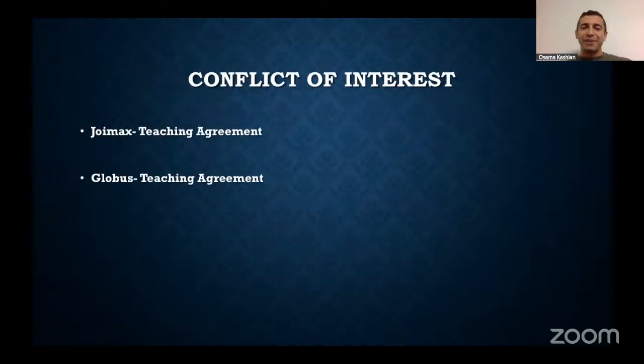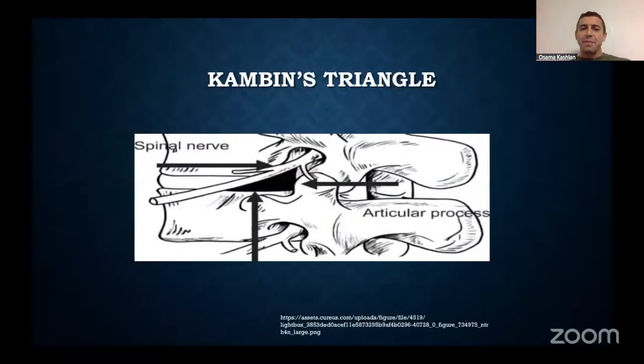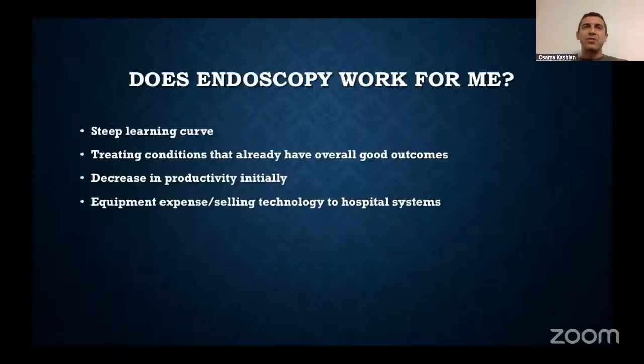I have conflicts of interest here. I'm going to be talking about endoscopy, and specifically thoracic endoscopy for thoracic discs. And I do teach for Joymax and for Arthrex and for Globus here. So we talked a lot about Cambin's triangle. Cambin's triangle is the landmark that we have for spine endoscopy. It's super important. And the first question that people always ask is, why should I learn endoscopy?